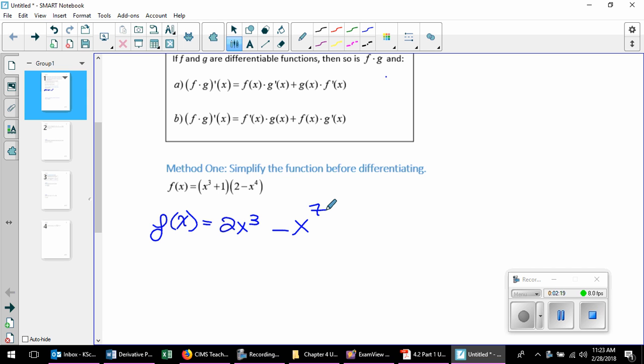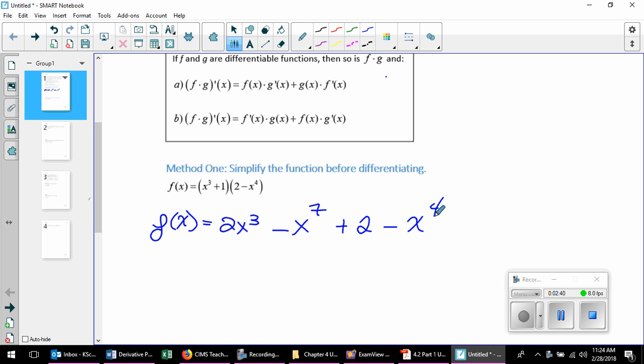Woo, that's a big one. And then I'm going to have plus 2, and then I have minus x to the exponent 4. Anything I can combine in there? I got cubes, I got exponent 7s, and exponent 4s, and a constant. Is there anything I can combine? No. Okay, if you can combine, do combine.